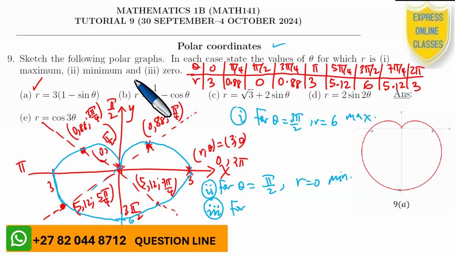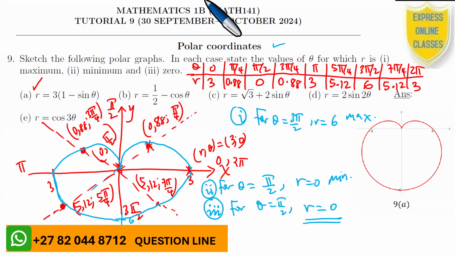But also, we need to state the values of theta for which r is 0. For theta equals pi over 2 radians, we can see that r equals 0. And at pi over 2 is where we have 0 only. Okay, and the table testifies that as well. Okay, right. We look at the next question.